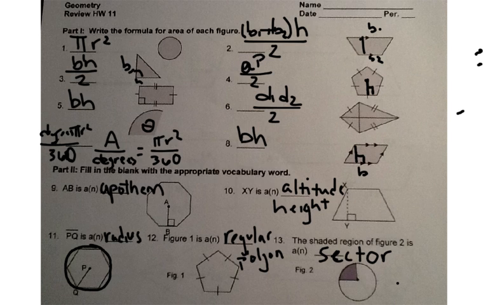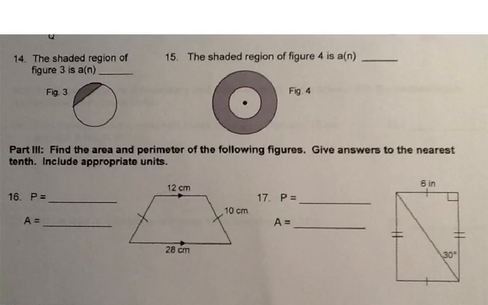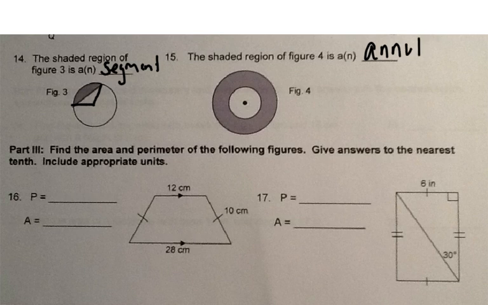Okay, going on to number 14. This shaded region is called a segment of a circle. If you'll remember, that's if you had the sector and you didn't shade in the triangle part where you connect each radius of that circle. And the last one here looks like a donut or a tire or a ring, but it is called an annulus. Or for plural, that would be annuli.